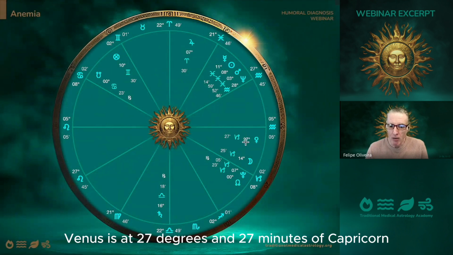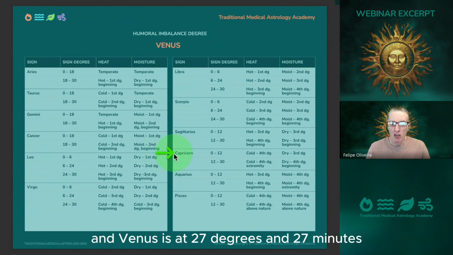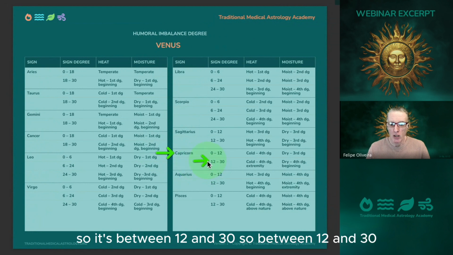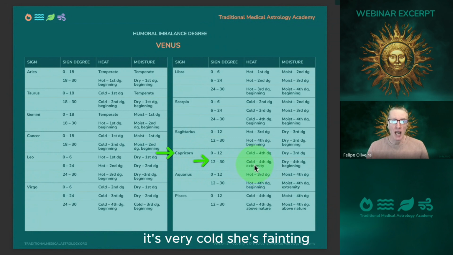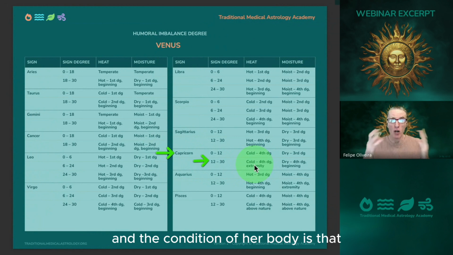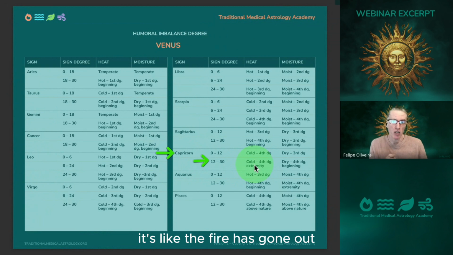Venus is at 27 degrees and 27 minutes of Capricorn. So it's between 12 and 30. Between 12 and 30, it's cold in the extremity of the 4th degree. It's very cold. She's fainting, and the condition of her body is that she doesn't have energy. She doesn't have heat. It's like the fire has gone out.